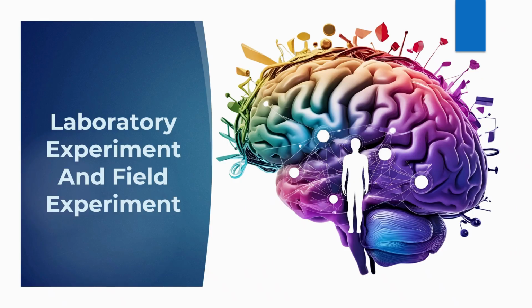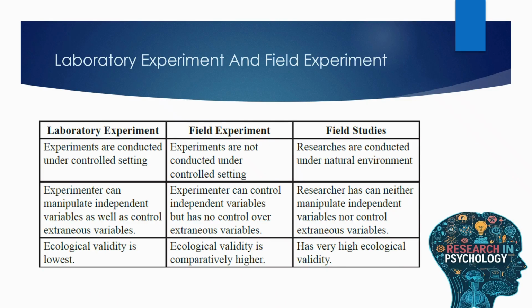We have another two categories of quantitative research design. These are called laboratory experiment and field experiment. We have a third one also along with this, which is called field studies. So in your study material, there is a table which is giving comparison of all the three. So we'll directly discuss that.